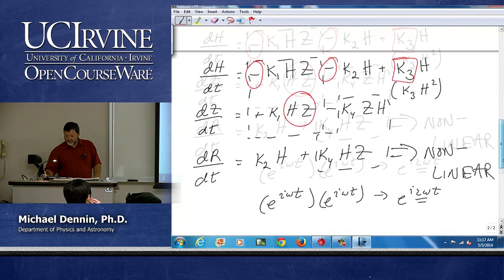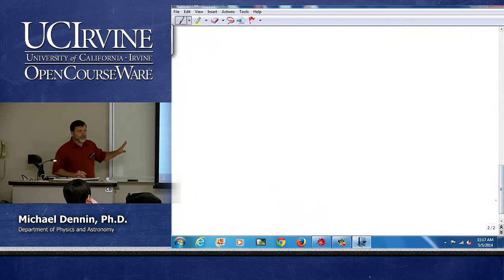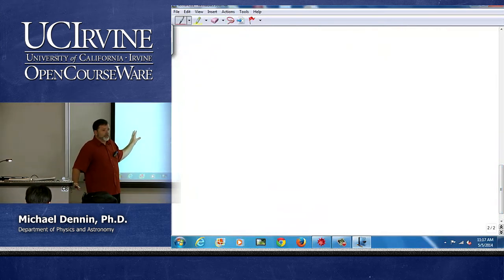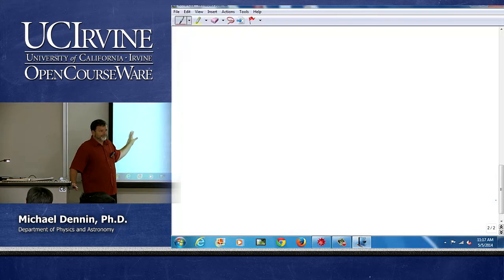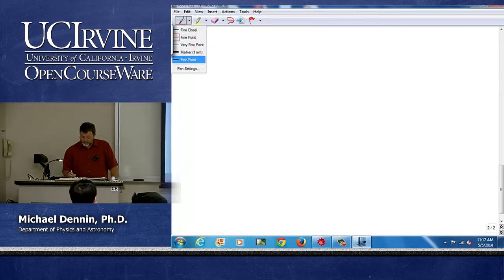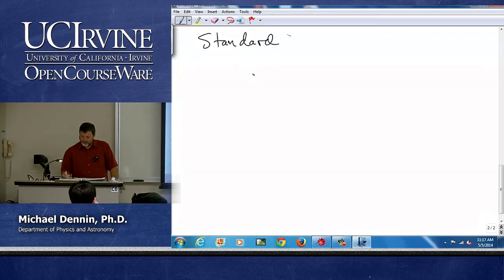Now, any questions on that example that's disappeared from the screen? Okay. Can anyone name for me some other standard models that we use in physics that come up a lot of the time?